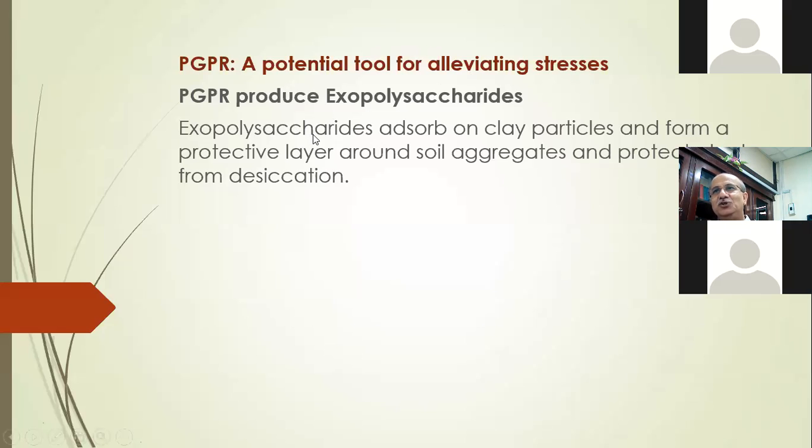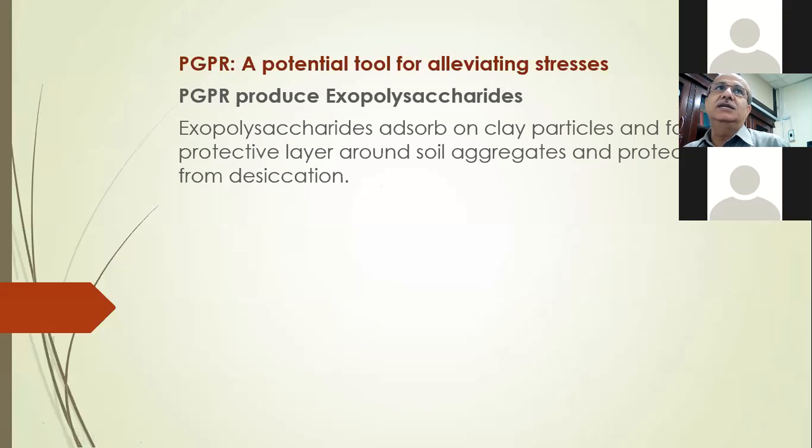Did you understand the difference now? Yes sir. Okay, so now don't try to forget it. So exopolysaccharides attach on the surface of the clay particles, absorb on the clay particles, and form a protective layer around soil aggregates and protect the plant from desiccation. It's very clear. Had you just gone through this sentence, you would have understood the meaning of absorb.